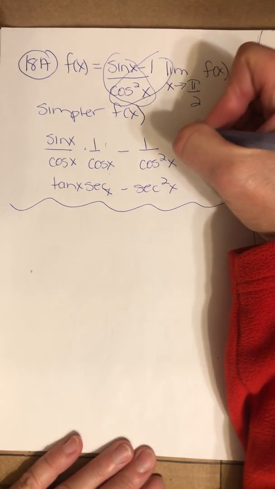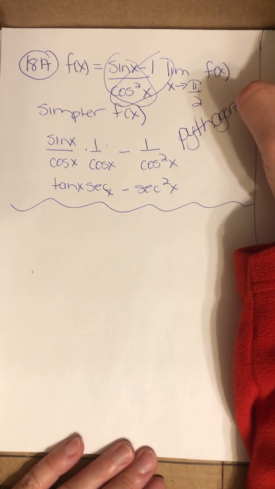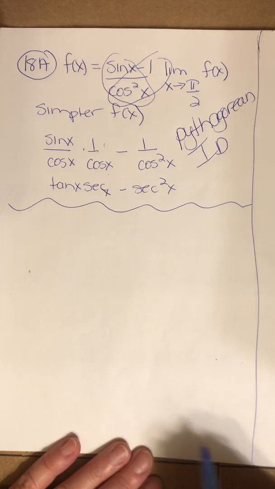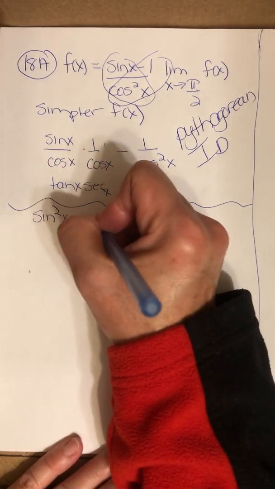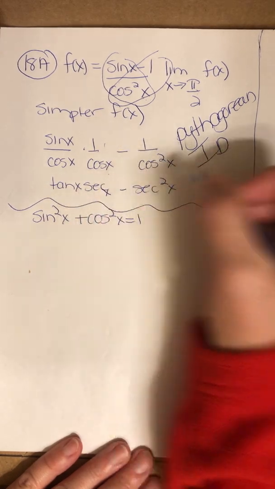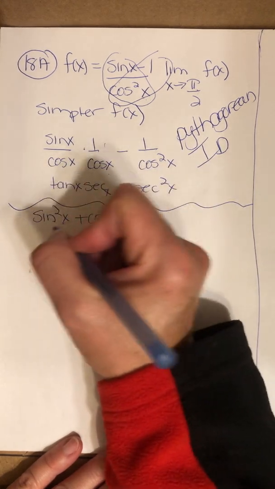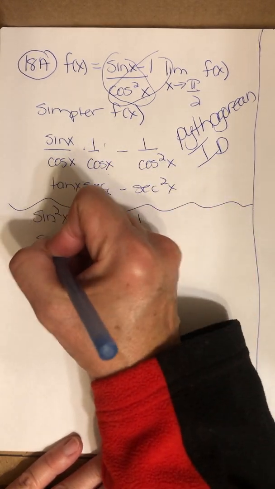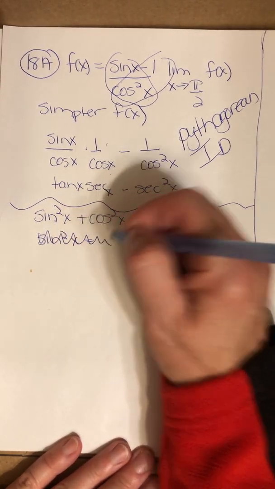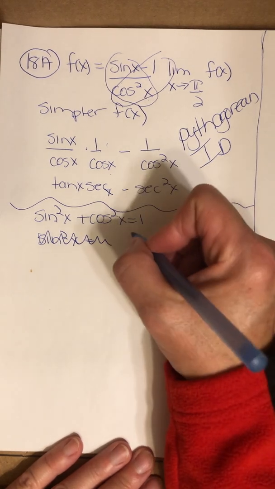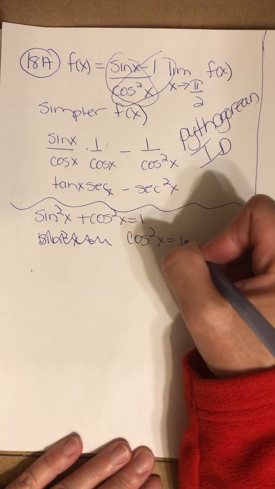What I'm going to shoot for here is a Pythagorean identity. It's really important that you know the 3 Pythagorean identities. So what I'm going to use is sine squared x plus cosine squared x equals 1. Or said another way, if I subtract a sine squared from both sides, because that's legal to do, cosine squared equals 1 minus sine squared.